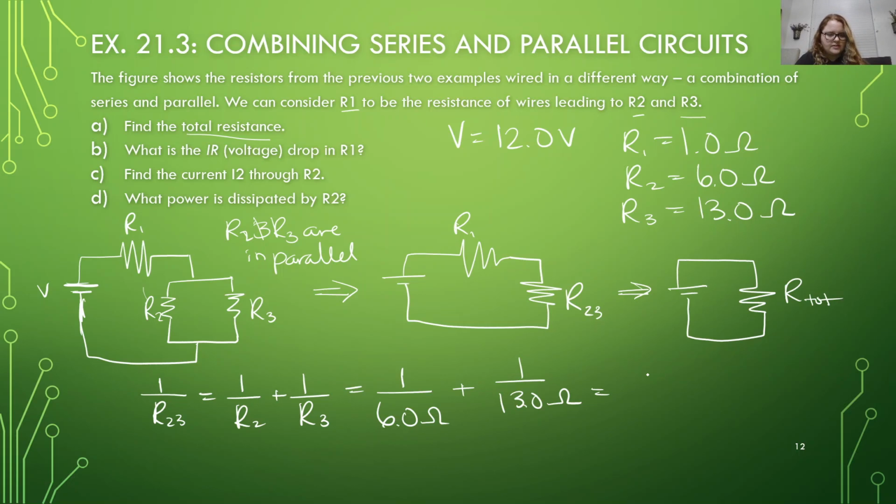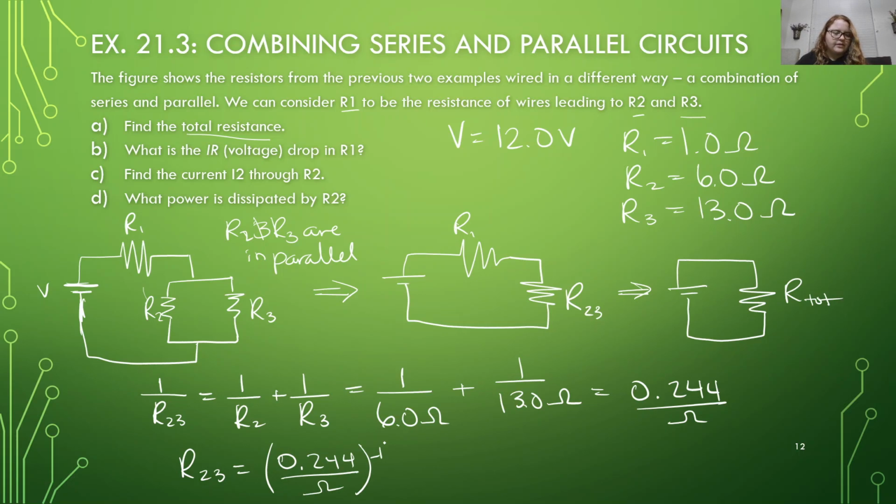And let's see what that will give us. 1 over 6 plus 1 over 13 will give us 0.244 over ohms. And then again, we take our inverse. So R23 is going to equal the inverse of 0.244 over ohm, to the -1. So we get a resistance of approximately 4.11 ohms. Okay, so now that's our resistance here.